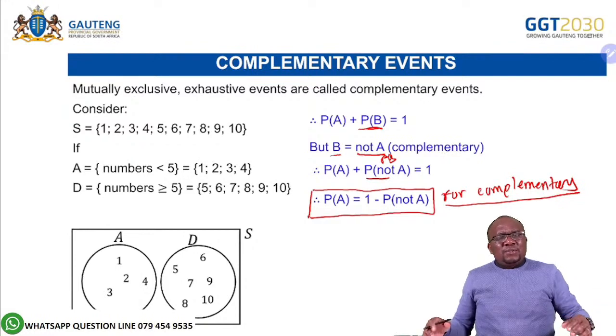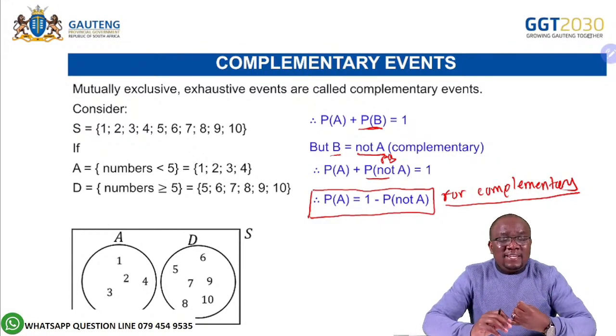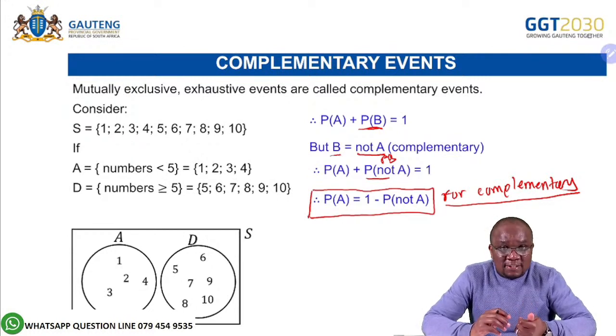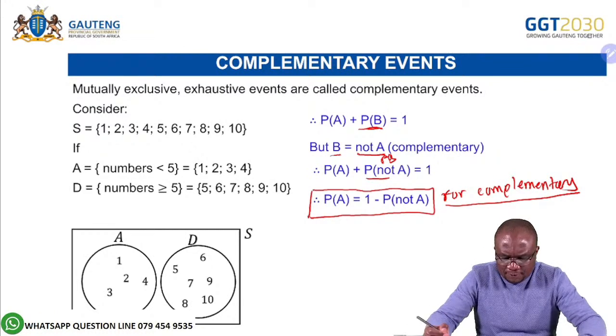Okay, so what have we learned so far? We've learned about these types of events: inclusive events, mutually exclusive events, exhaustive events, and complementary events. Complementary events are events that are exhaustive and mutually exclusive. Okay, right. Now, let's move on.